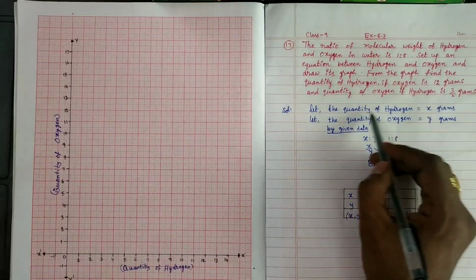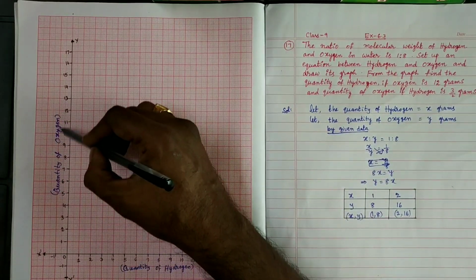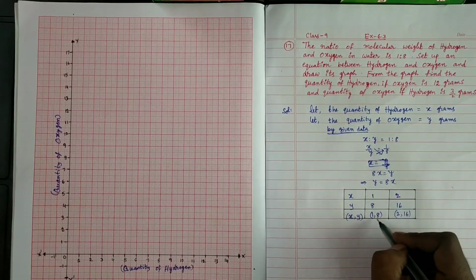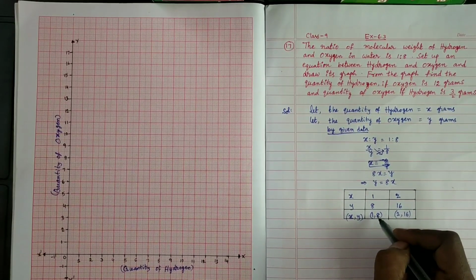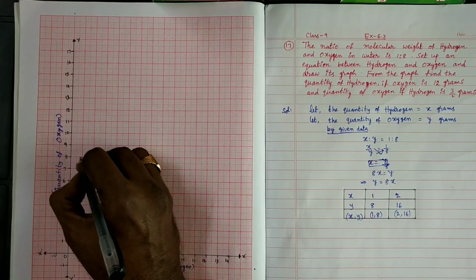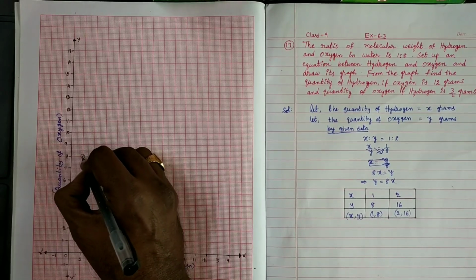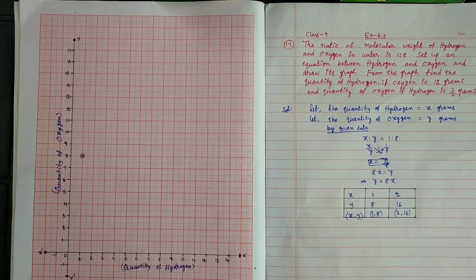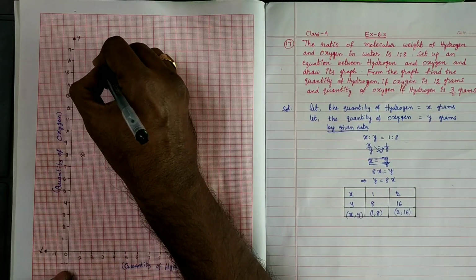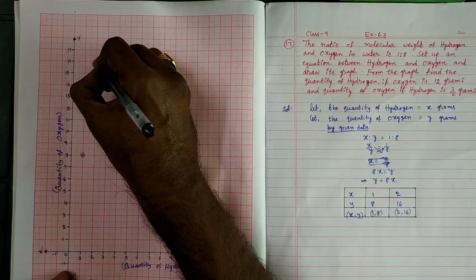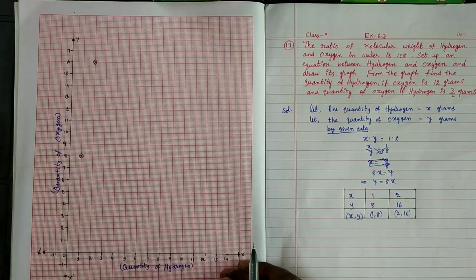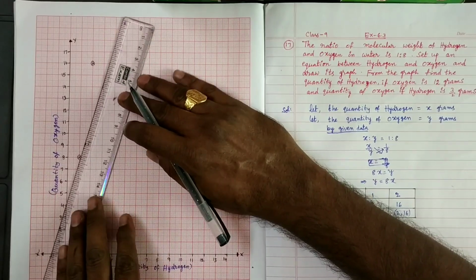The x-axis represents the quantity of hydrogen, the y-axis represents the quantity of oxygen. So the first point is (1, 8). This point represents (1, 8). And the second point is (2, 16). Draw a line through these 2 points.